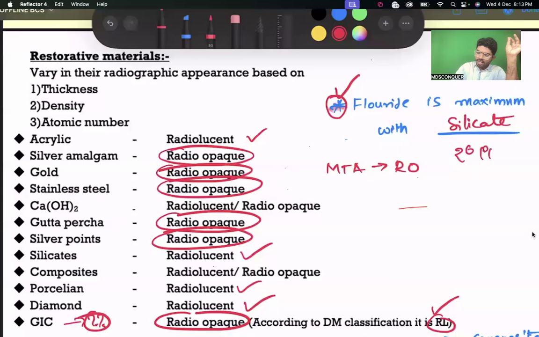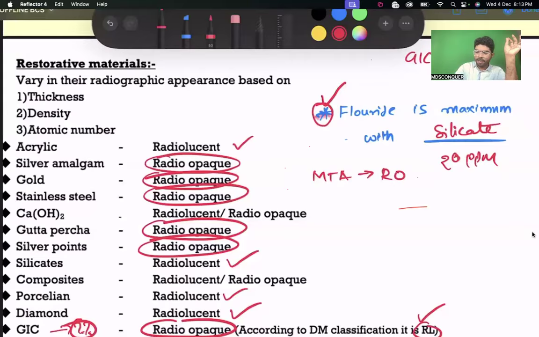That is, as someone is telling, it is 20 ppm. What is the GIC ppm? Yes, GIC is around 5 ppm. Silicates is 20, solid. Any other points you want to add on silicate cements?